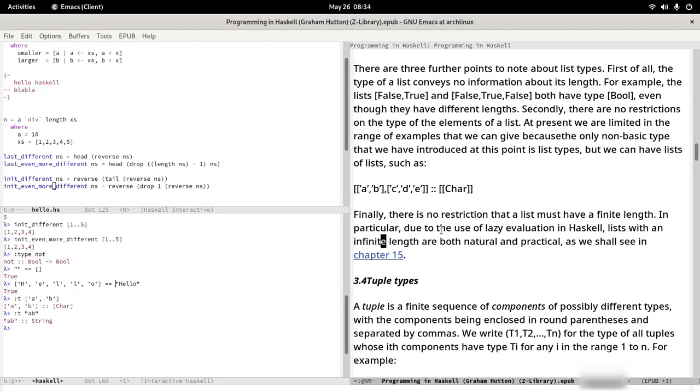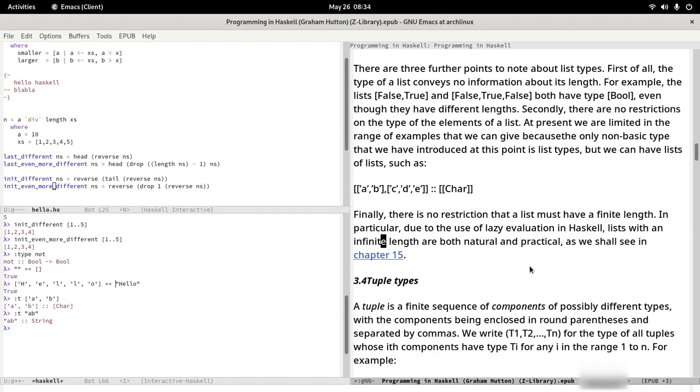That's strange. Finally, there is no restriction that a list must have a finite length, in particular due to the use of lazy evaluation in Haskell. Lists with an infinite length are both natural and practical, as we shall see in chapter 15.